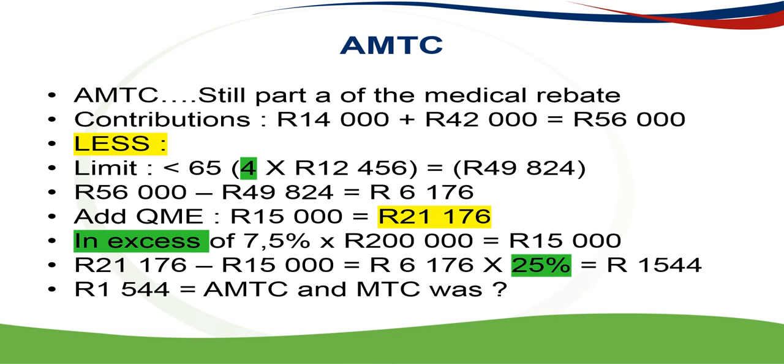Very, very important, the 2 steps: the amount that exceeds 7.5% of taxable income, and 25% of that, which is 1,544. So your AMTC, which is your 6B, is 1,544. So a good question to ask yourself at this point, what was your MTC? Anyone? Okay, good, 12,456 as we calculated. So for this part A, we said calculate the medical tax credits, which means the total medical tax credits, made up of your 6A, which is your MTC, 12,456, and your 6B, which is your AMTC, 1,544 in this instance. Very important, his age.